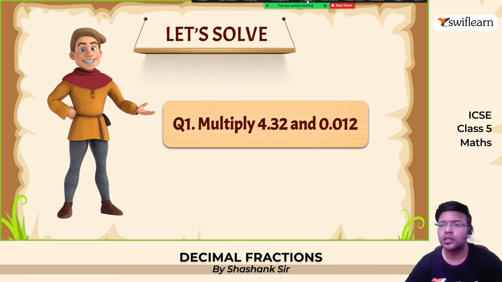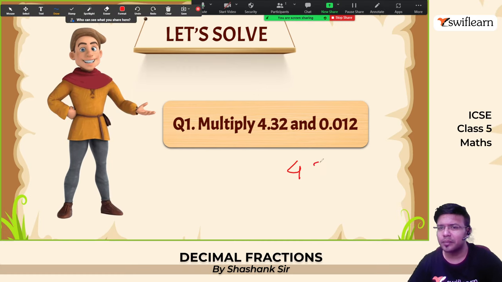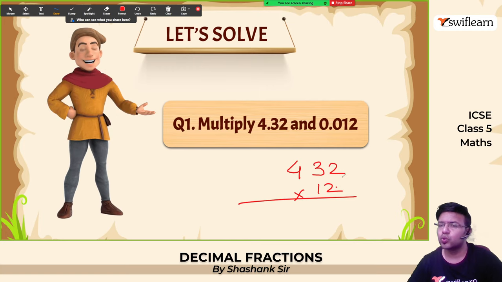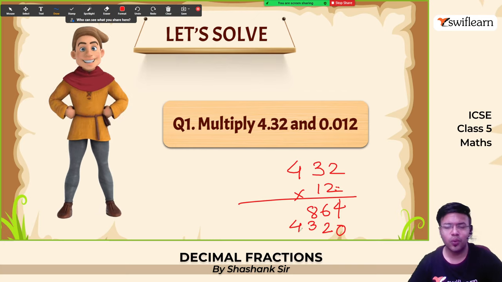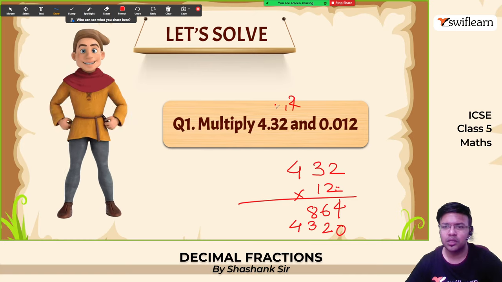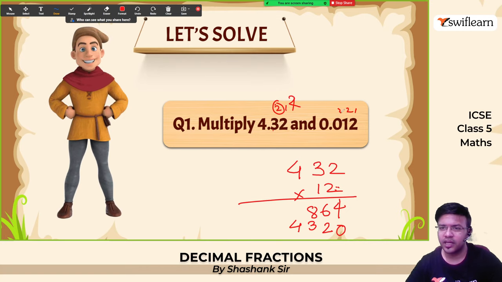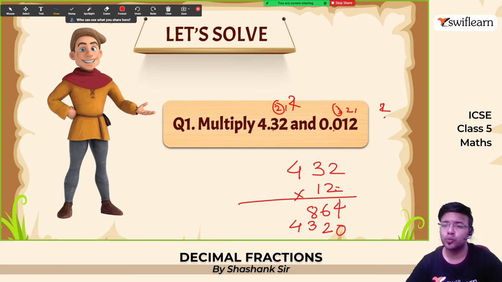Multiply these numbers, get the answer. Yes, this is like multiplying 432 times 12. 2 2s are 4, 2 3s are 6, 2 4s are 8, add a 0. 1 2 is 2, 1 3 is 3, 1 4 is 4. Now on the right side, after two numbers, there is a decimal point. Here, after three numbers, there is a decimal point. So 2 plus 3 is 5. Add them first.